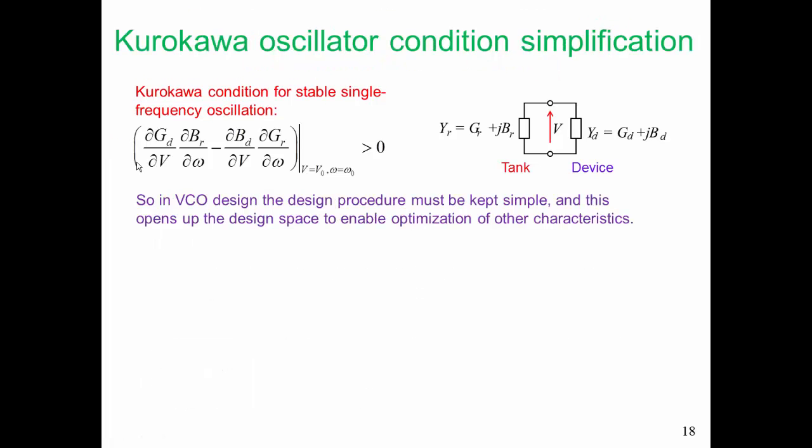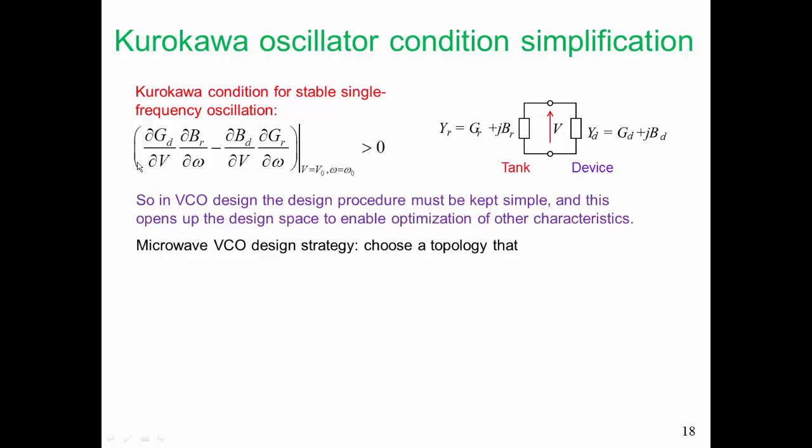So the idea is to simplify the Kurokawa oscillator conditions. Now you can imagine in 5 years or 10 years we may become sophisticated enough that we can deal with the full Kurokawa oscillator condition for a VCO. Our CAD tools could evolve to tell us all of the information we need in a very simplified, compact form. But where we are at the moment, we must simplify a Kurokawa oscillation condition. So there is our full Kurokawa oscillation condition shown there.